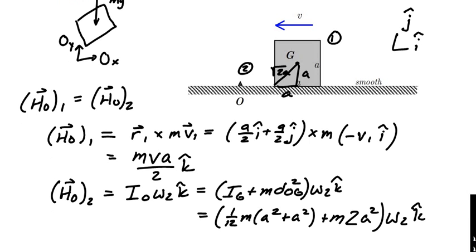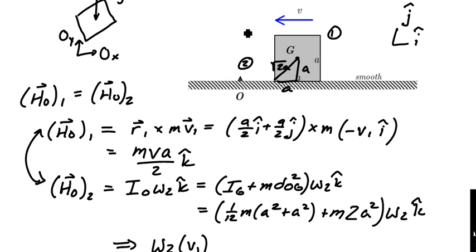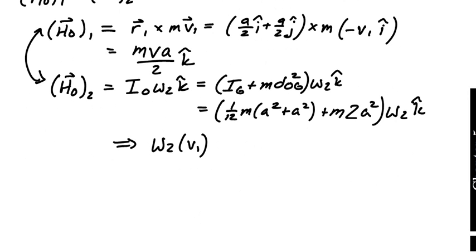Now if I equate H about O at state 1 and H about O at state 2, I can get omega 2 as a function of the initial speed v1. Why is this useful? Because if I have state 2, I can start moving towards what I'll call state 3, which is where the block just reaches the standing position. That's the position where the center of mass G is immediately above O. So if we call this position 3, we can now use work-energy between states 2 and 3 to get the final answer.